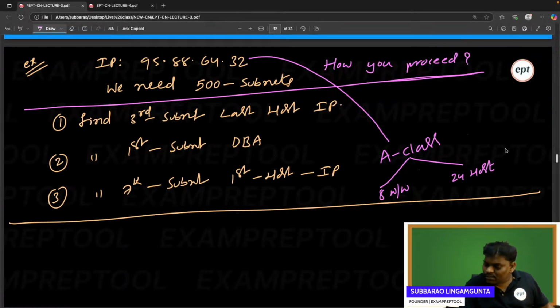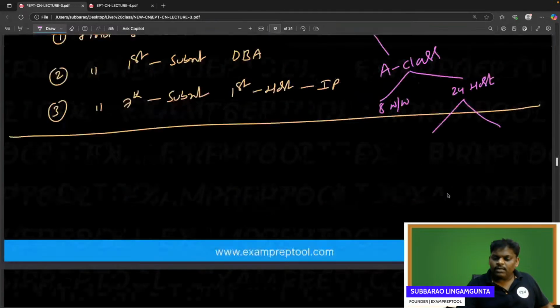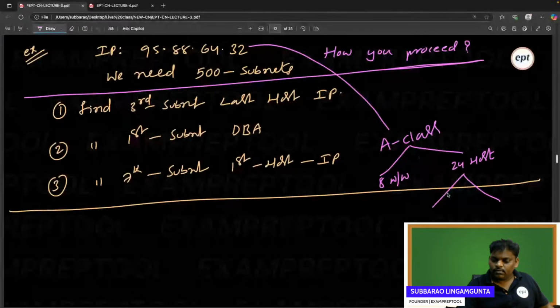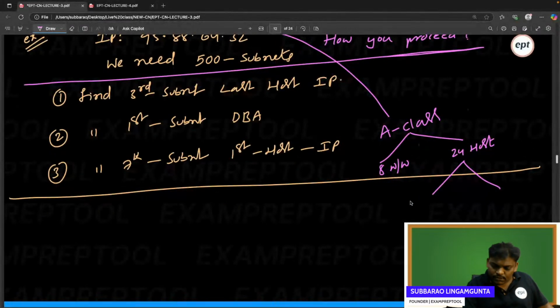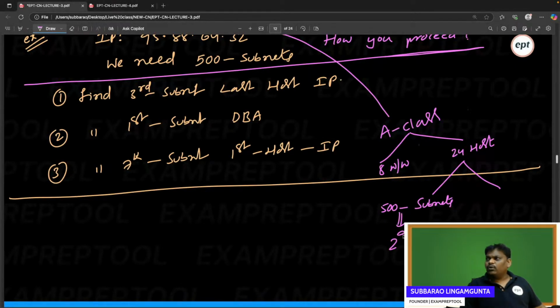But what is the meaning of subnetting? Subnetting means the host part you have to divide. So how many subnets do you want? 500 subnets. The closest number is 2 power 9, which is 512, because 2 power 8 is 256 only. Yes, you will lose a little bit, but that is the only thing we can do.